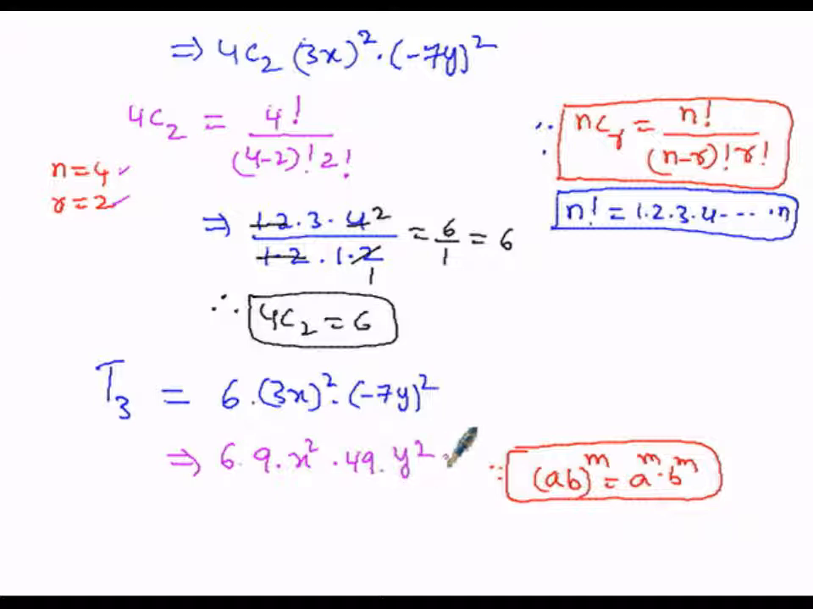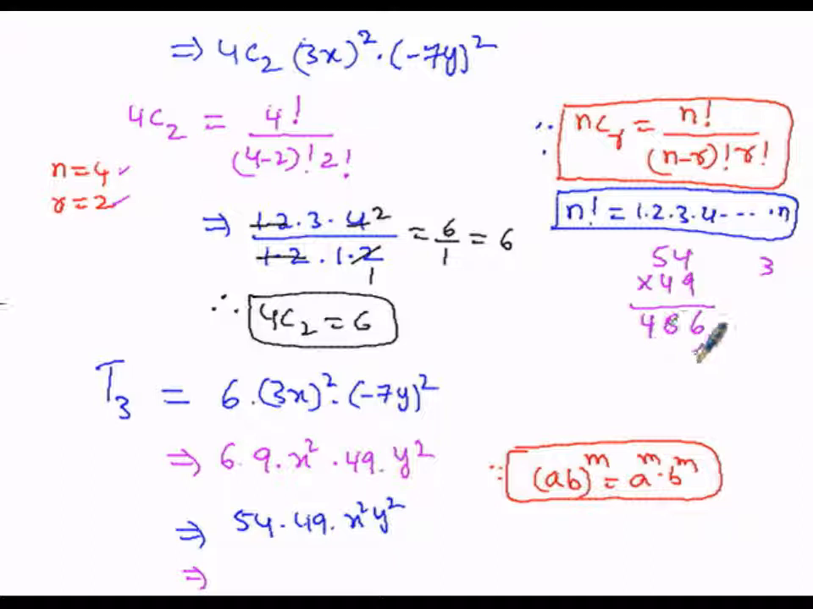Then by multiplying, 6 nines are 54, into 49, into x squared and y squared. Now 54 must be multiplied with 49. So 54 with 49: 4 nines are 36 with 3 carry. Then 9 fives are 45, 45 plus 3 is 48.